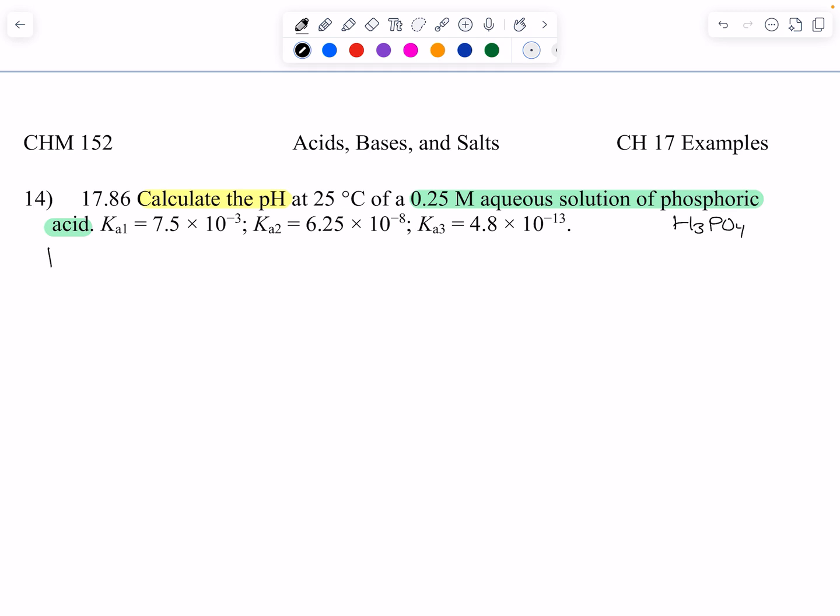All right, so you have H3PO4 plus water. And we're going to get, of course, H3O plus and H2PO4 minus. Ice table.